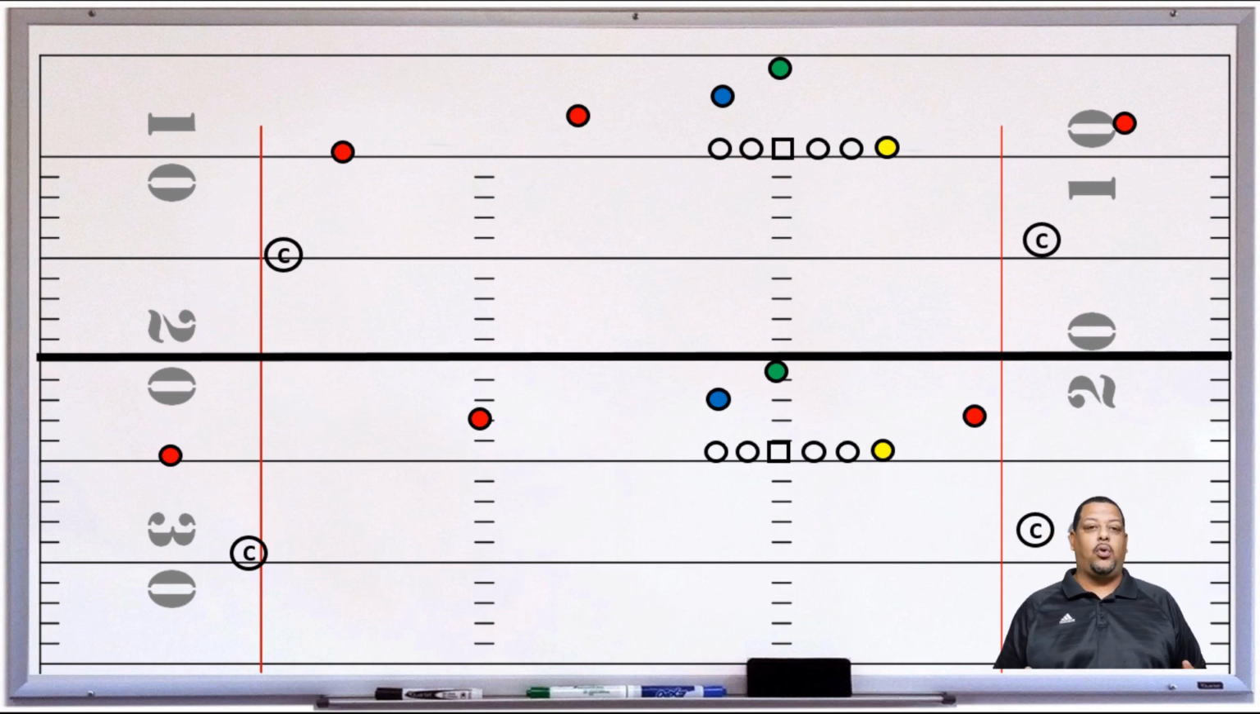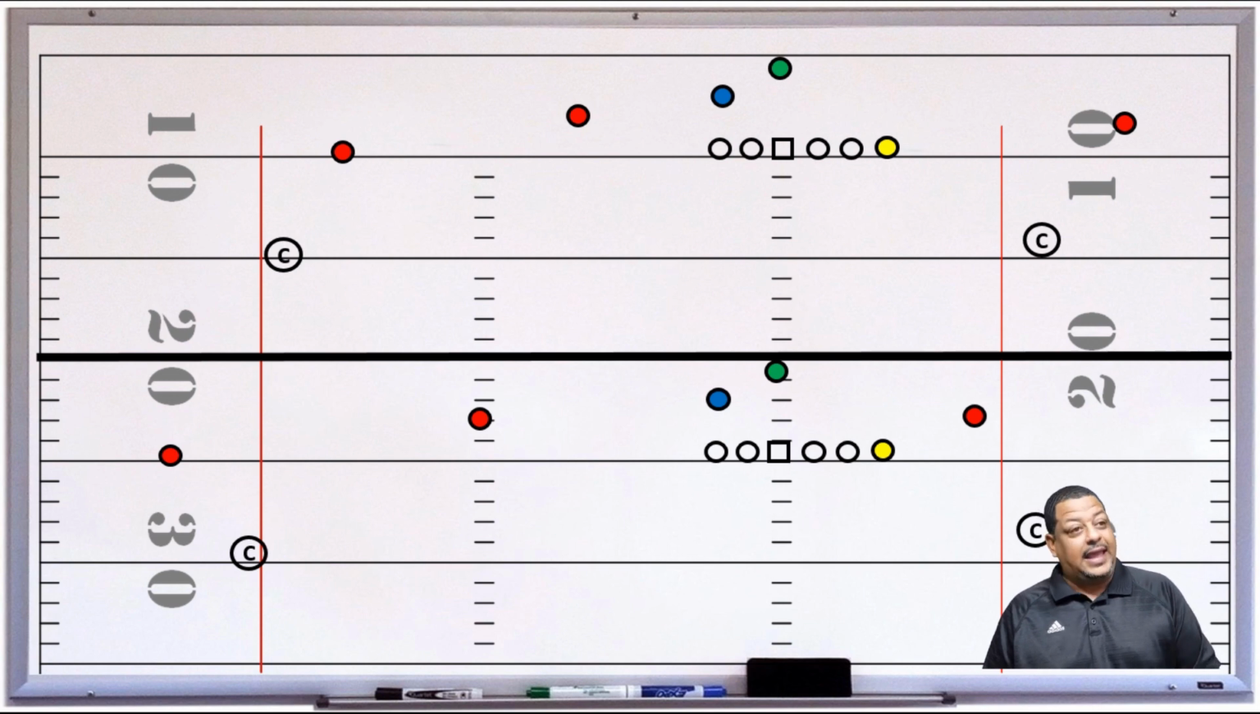Now, why is this important? This is important for two simple reasons. One, when receivers line up a particular way, I always say it, they're trying to buy real estate, or they're trying to buy grass, right? So if I look at this right now, we want to talk about this. Let me get to my pen.